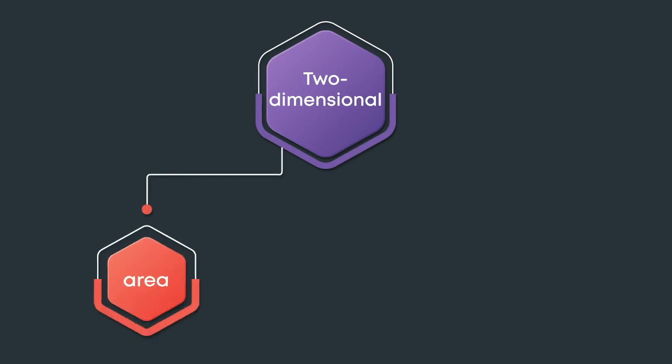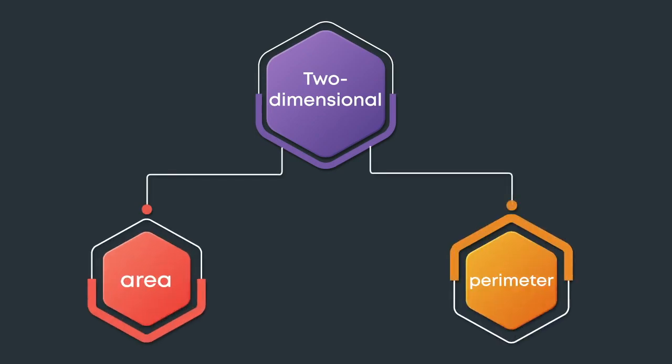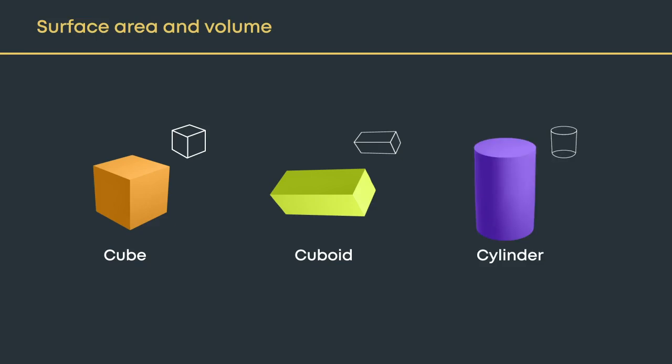In the previous classes, we have learnt about area and perimeter of two-dimensional or plane figures. In this chapter, we will be learning about the surface area and volume of three-dimensional figures or solid shapes. For example, cube, cuboid and cylinder. So let's begin.